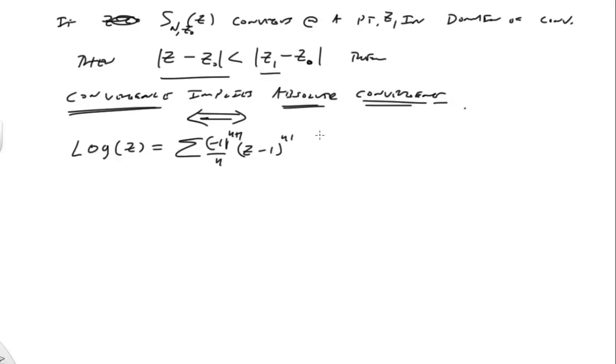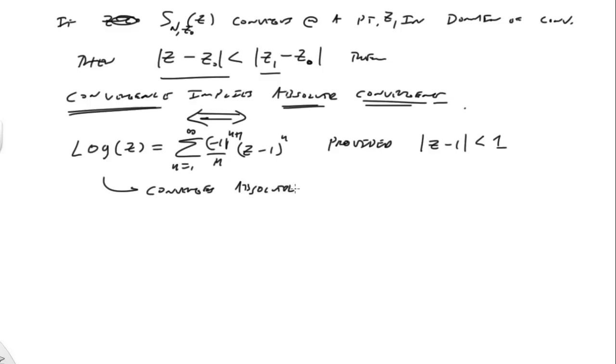We don't want to put that there. Like this, n equals 1 to infinity. Yeah, provided that |z minus 1| was less than 1, this converges absolutely. But if z is equal to 2, then no, not true.